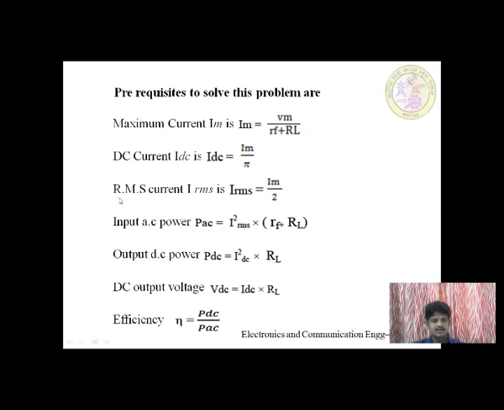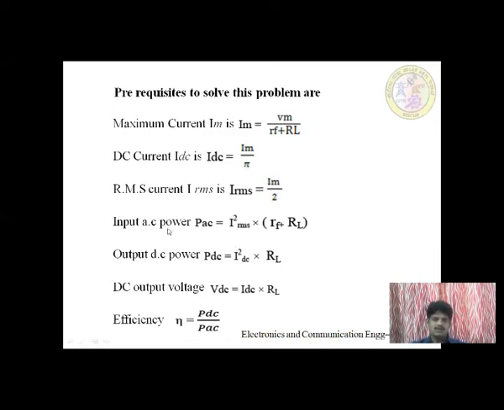Next, root mean square current, that is IRMS. It will be calculated using Im by root 2. Next, input AC power. Power is equal to I square into R as per Ohm's law. So I square is I square RMS, and R is equal to RF plus RL. Then output DC power PDC is I square DC into RL.